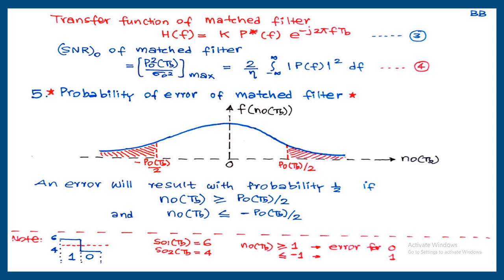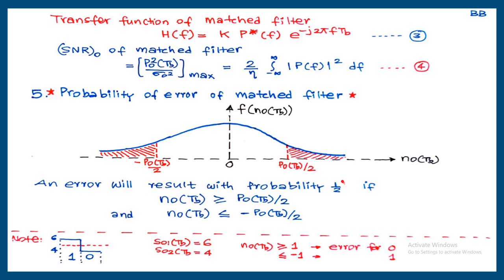Suppose the noise voltage is minus 1.5. 4 plus minus 1.5 will be 2.5. So 2.5 is still less than the decision boundary, so there is no error. That is why, if the noise is less than or equal to minus 1 volt, error occurs only for 1. And for noise greater than or equal to 1, error occurs only for 0. And that is the reason it is written here: an error will result with probability half.